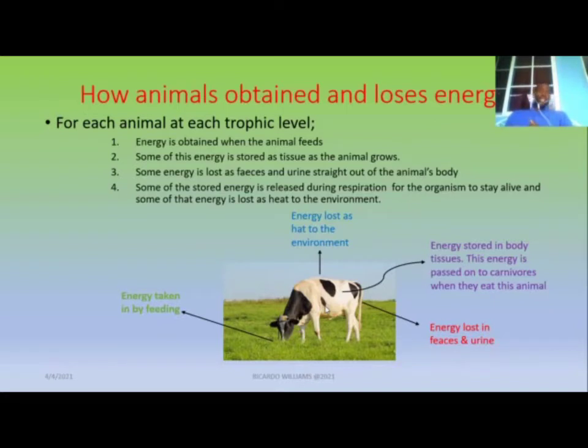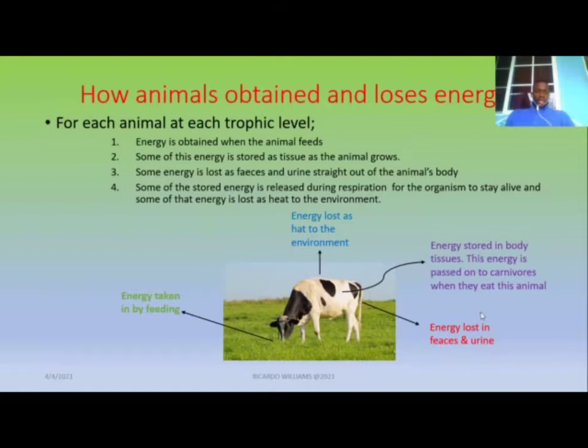And most importantly, the organisms, animals, they lose energy when they respire, because all of us, when we respire, we produce heat, and heat is a form of energy. Class, heat is a form of energy. So when the animals respire, they lose heat to the environment.